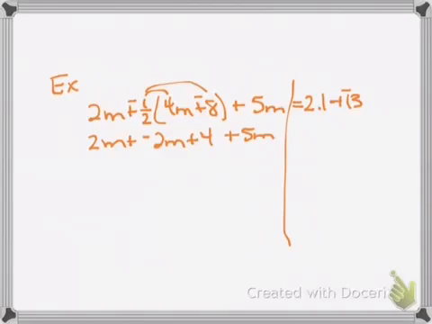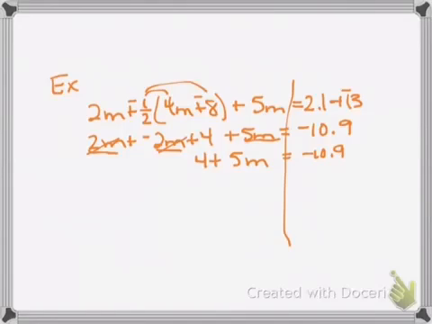The 5m is not involved. And on the right side, I have 2 1/10 plus negative 13, and that's negative 10 9/10. On the left side, I've got several like terms, but something's very interesting. Do you see you have 2m plus negative 2m? That value of 2m plus negative 2m is going to be 0. And I'll be left with just 4 plus 5m equals negative 10 9/10.